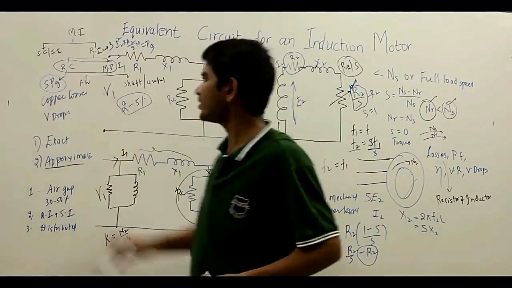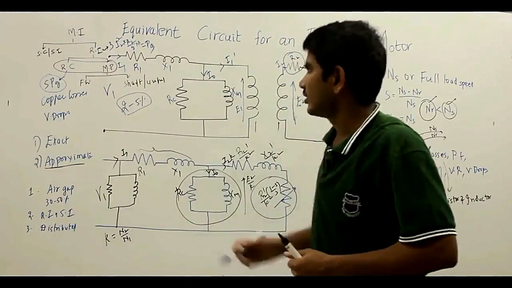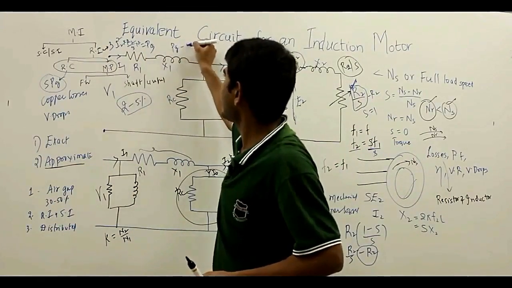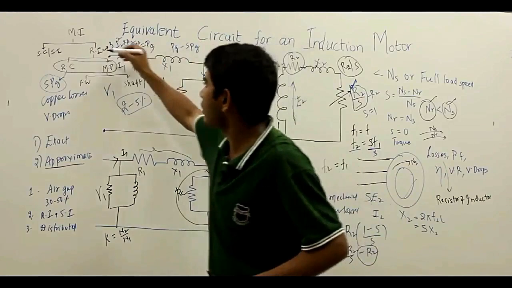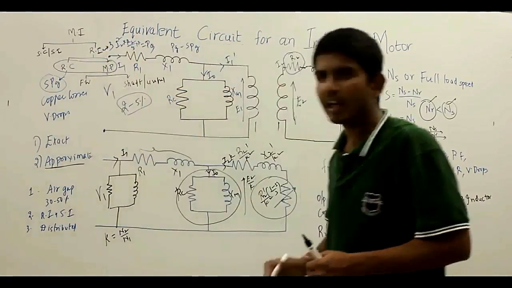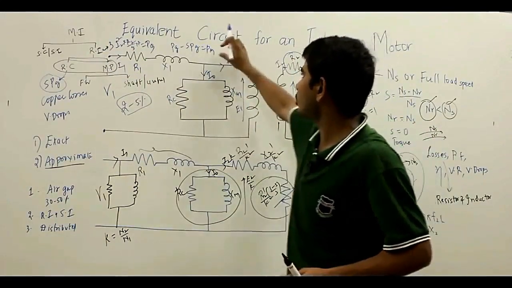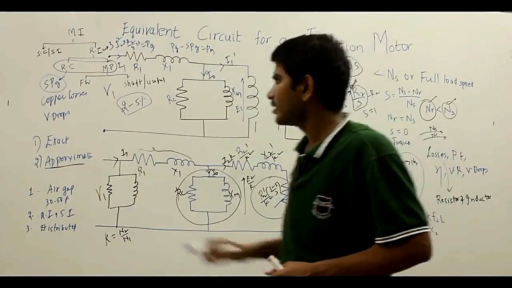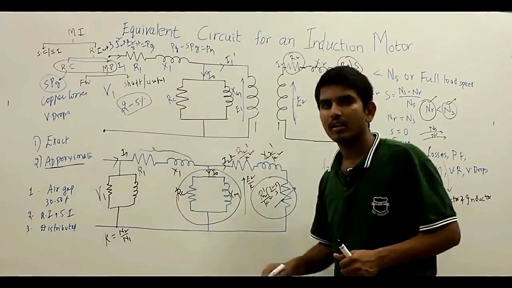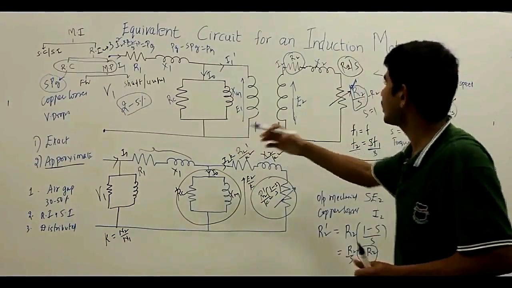Your mechanical output power can be obtained by subtracting PG minus S PG. If I subtract the rotor copper losses from the rotor input, I will get the output mechanical power. From this output mechanical power, if I subtract the friction losses as well as the windage losses, I will get the shaft power or useful power. So this is all about the equivalent circuit for an induction motor.